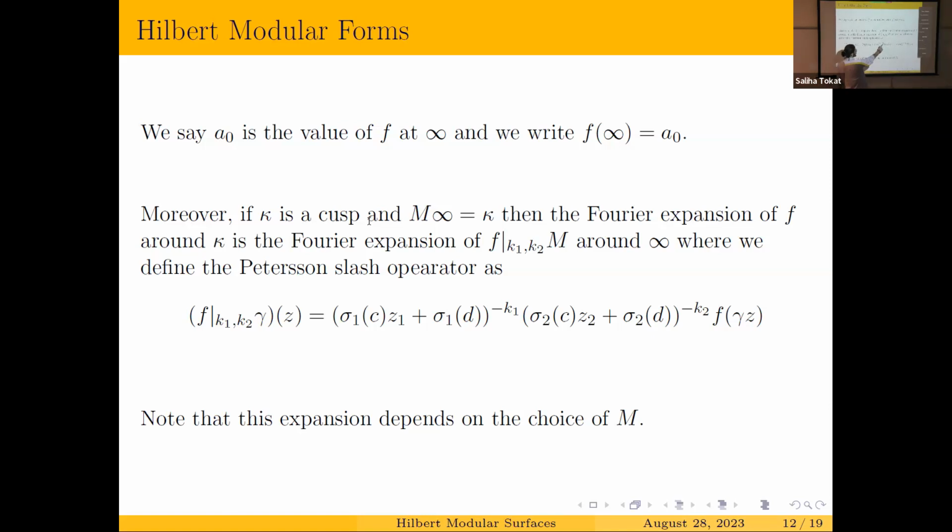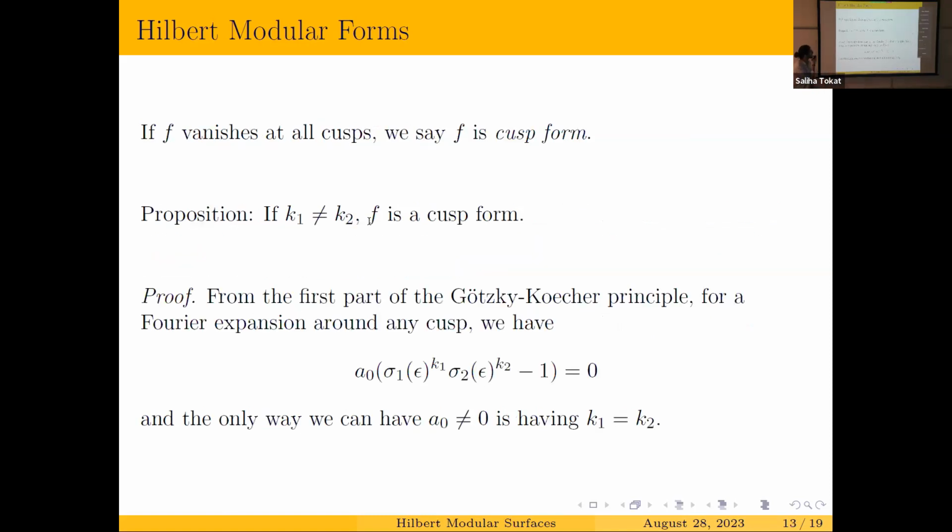Instead of the original definition, where we had positive k1 and positive k2, now we have negative k1 and negative k2. You can put in a gamma that makes z stay in the same orbit. It doesn't change the outcome. Another point is that this expansion depends on the choice of M.